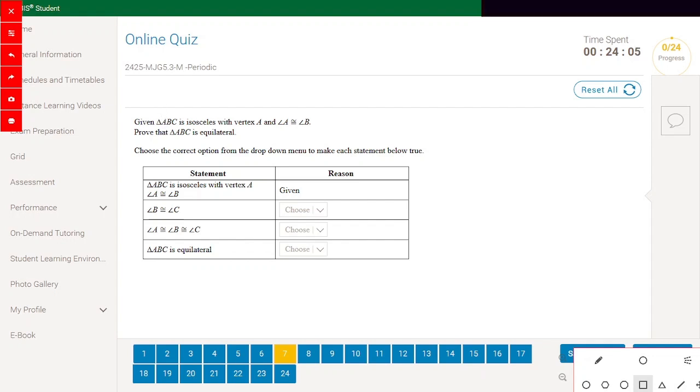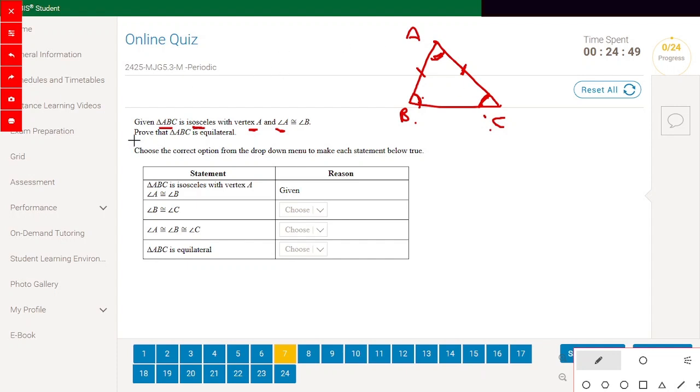Given triangle ABC is isosceles with a vertex A. So I have A, B, C. A is a vertex, so B and C will be the base. And this is the isosceles. So by default, because it's isosceles, angle B and angle C are congruent. Here it's saying angle A is congruent with angle B. So because angle A is congruent with angle B and angle B is congruent with angle C, angle A will be congruent with angle C. This is called the transitive property.